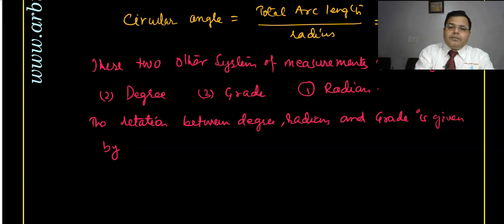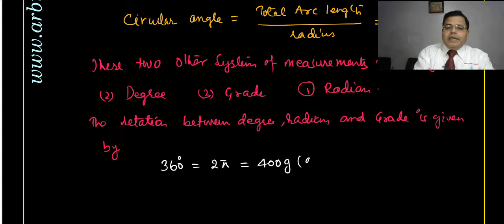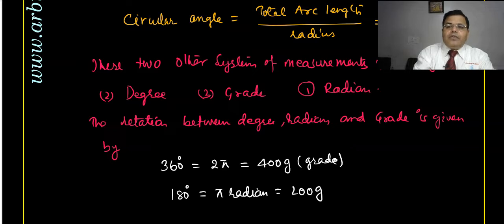180 degree, or even 360 degrees, one circular angle, that is 2 pi radian, is equal to 400 grade. Degree, radian and grade, this is G for grade, and this is degree. So it is better to learn that 180 degree is equal to pi radian, which is equal to 200 grad. And now you can interchange one among the other.